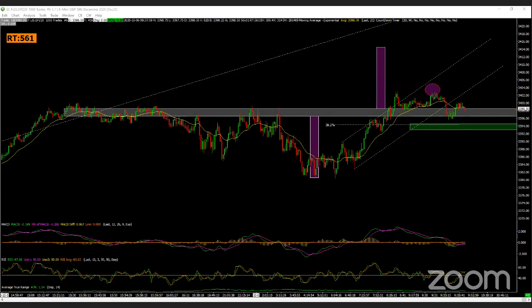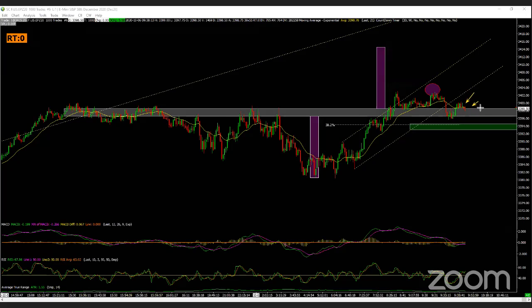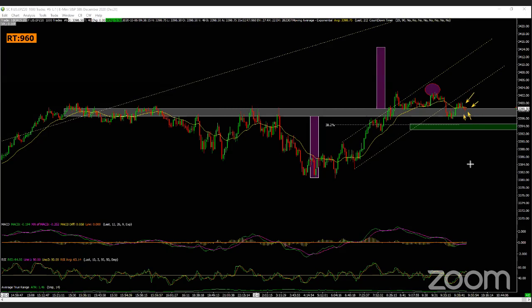See, as we can see right here, the pattern is not holding. It's collapsing on itself right here. The buyers are defending, right? The buyers are defending their position. As you can see right there, right? They're preventing the sellers to go lower. So we shall see.